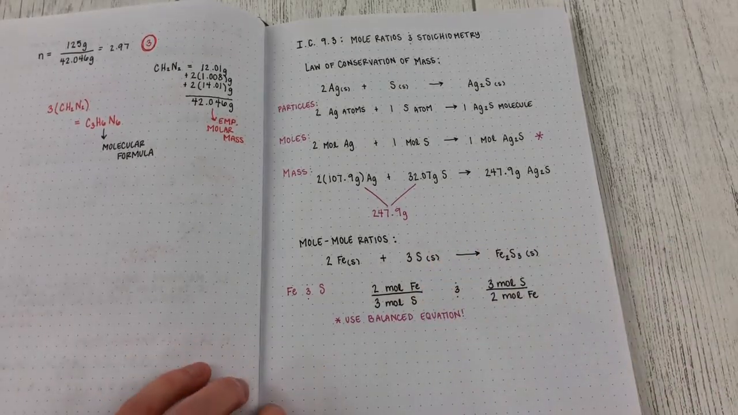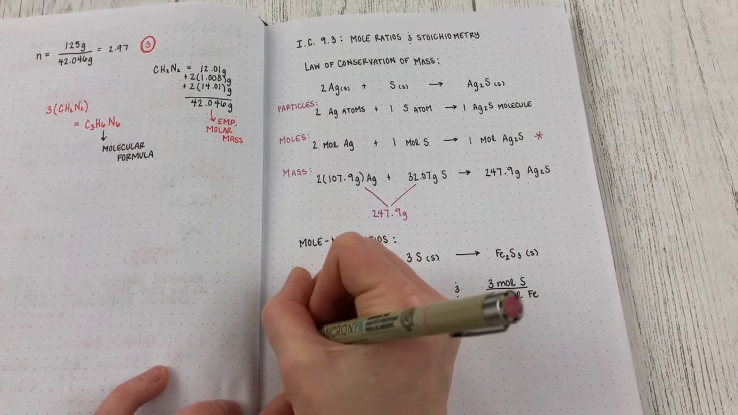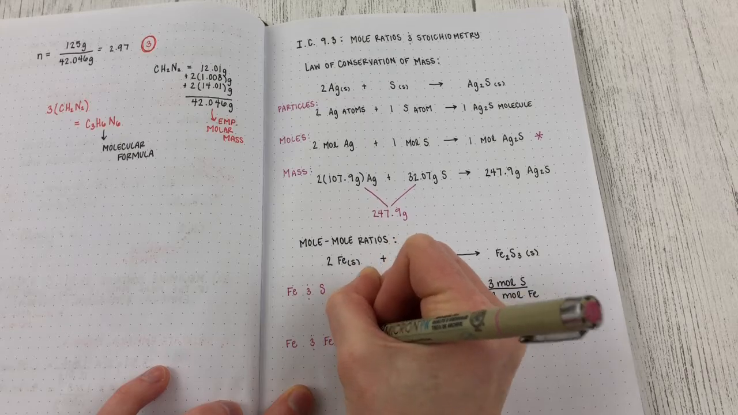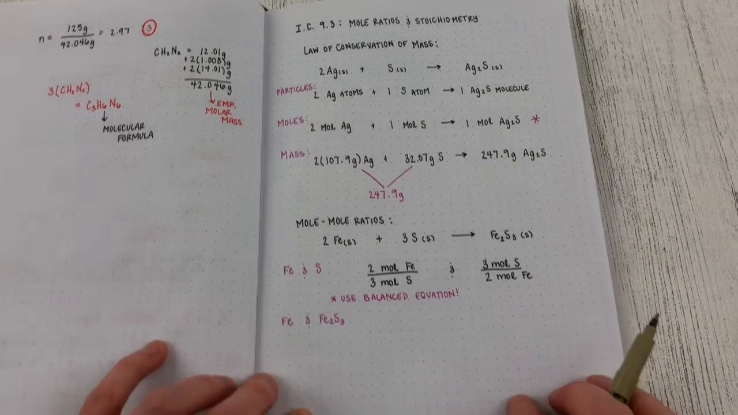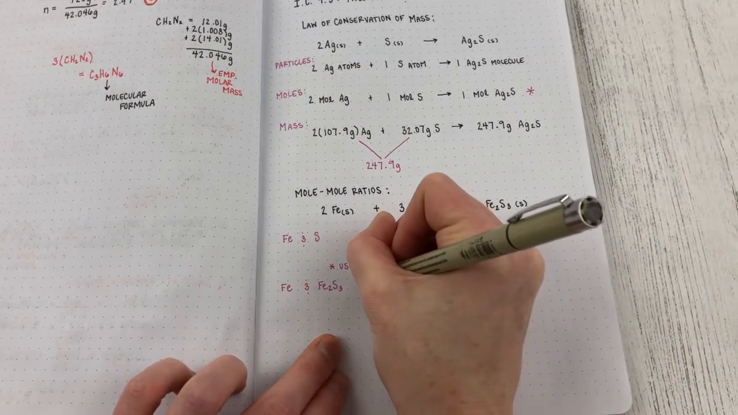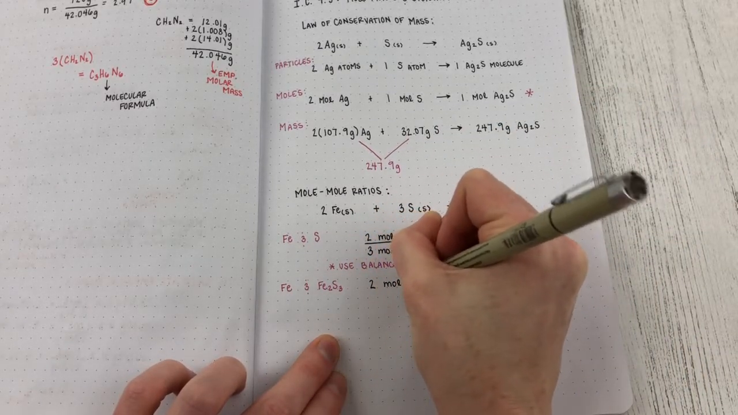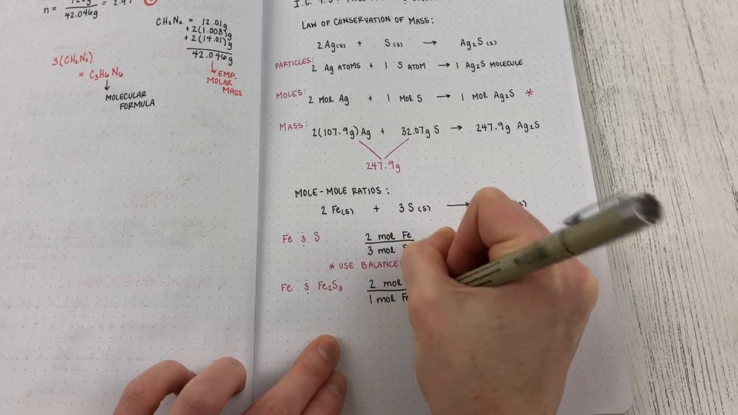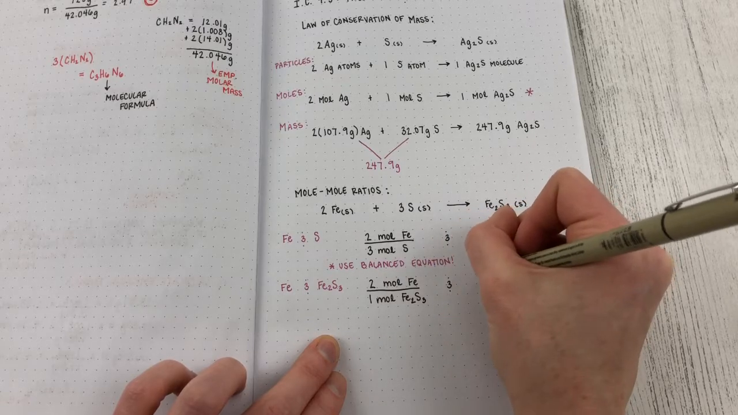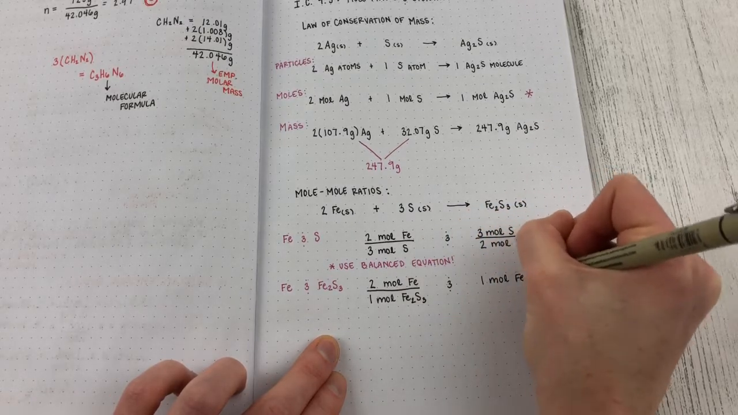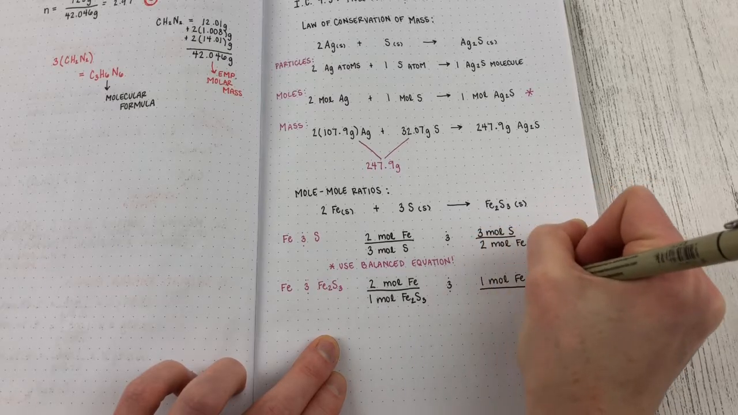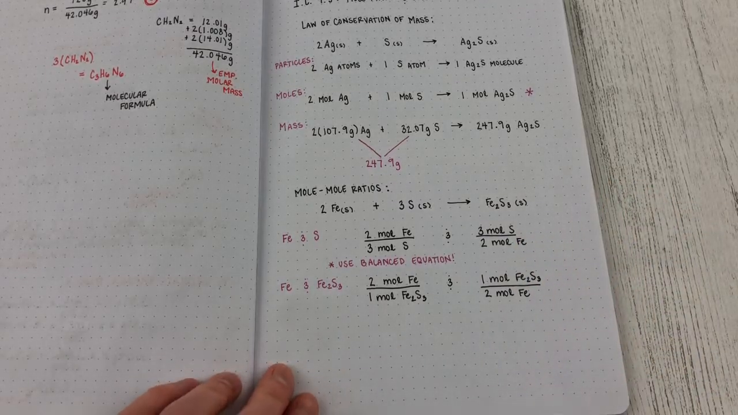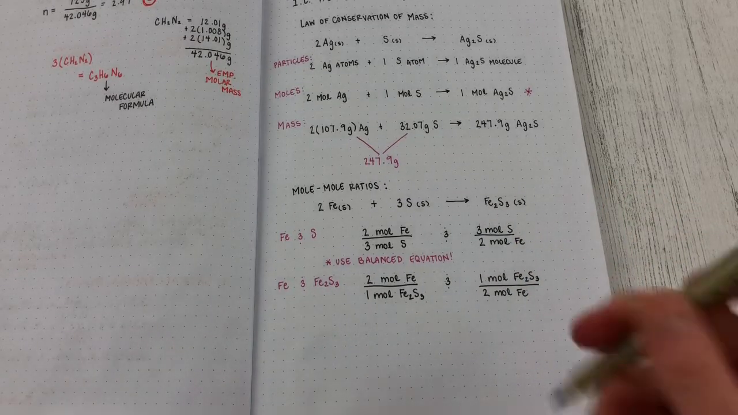or reactants to products. So let's compare one of our reactants to our product. If we compare iron to iron 3 sulfide, we can write that relationship as 2 moles of iron for every 1 mole of iron 3 sulfide. And then we can also flip that and write it as 1 mole of iron 3 sulfide for every 2 moles of iron. And again, those conversion factors are useful depending on what you're converting from and what you're converting to, because you always want to put whatever you're trying to cancel out on the bottom.